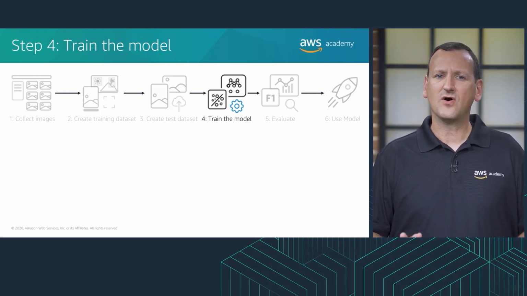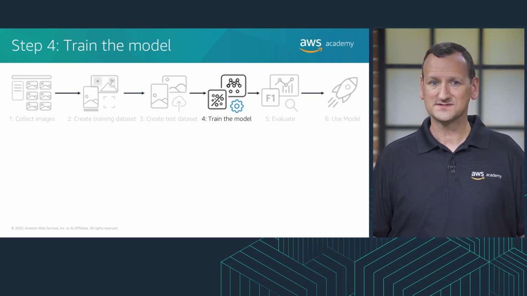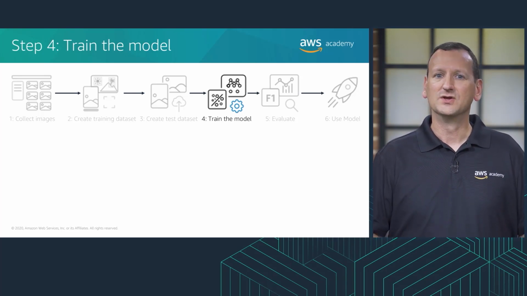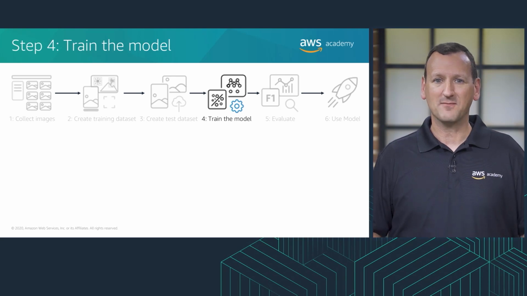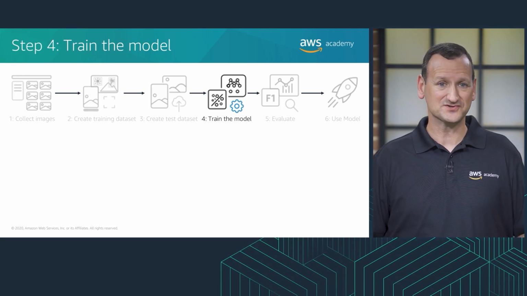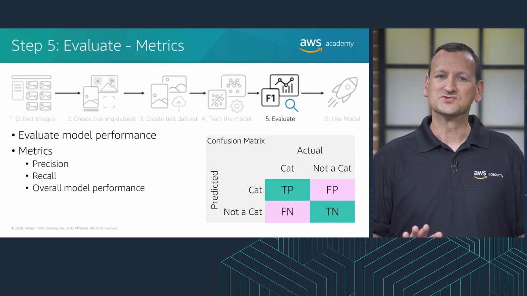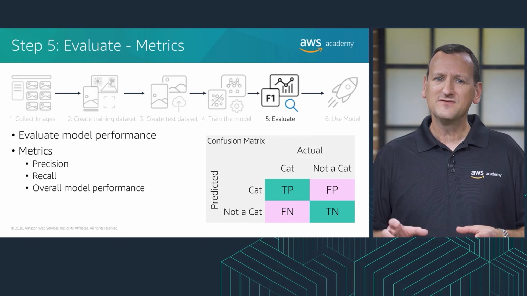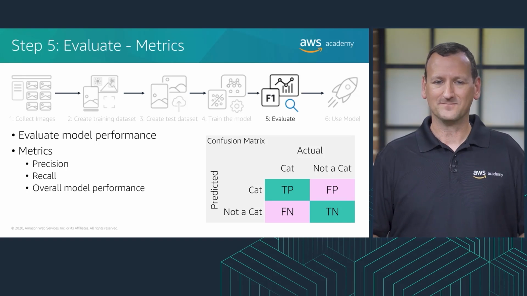The service automatically loads and inspects the data, selects the correct machine learning algorithms, trains a model, and provides model performance metrics. You're charged for the amount of time a model takes to train. A dataset that contains more images and labels will take longer to train. When training's complete, you evaluate the performance of the model.